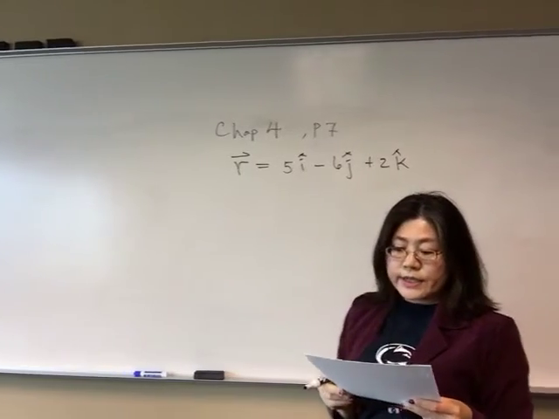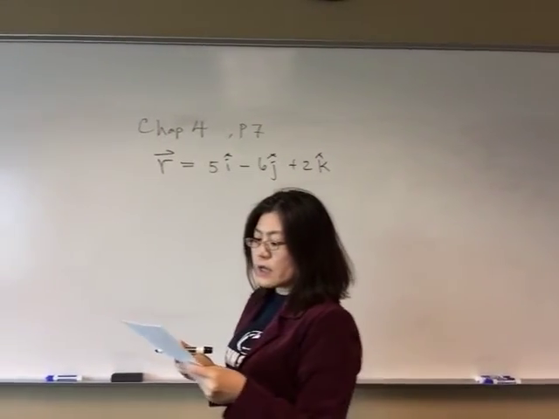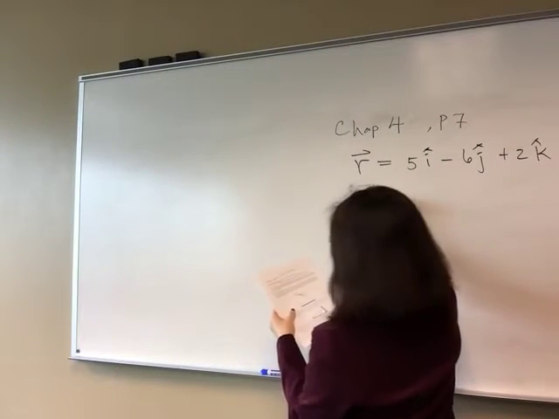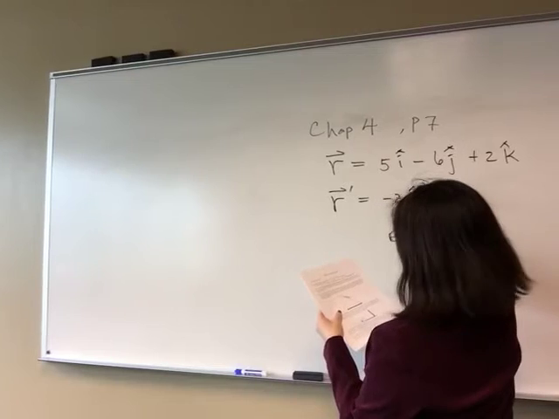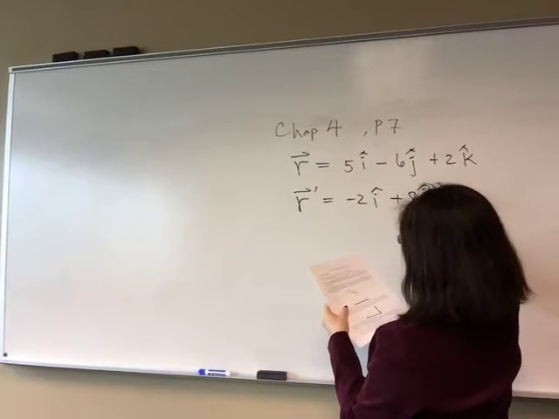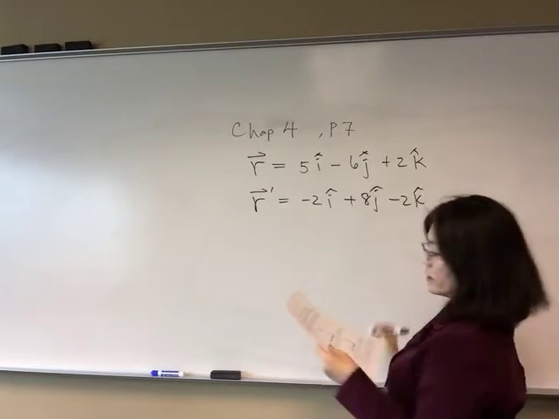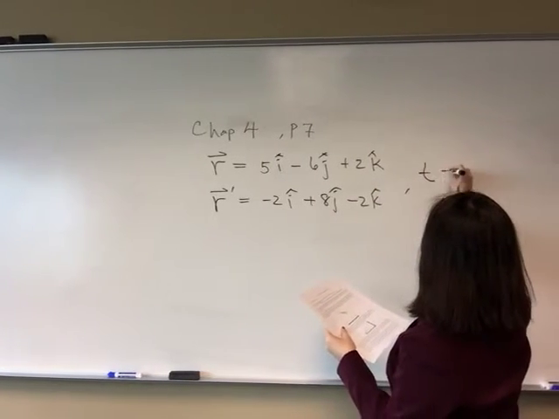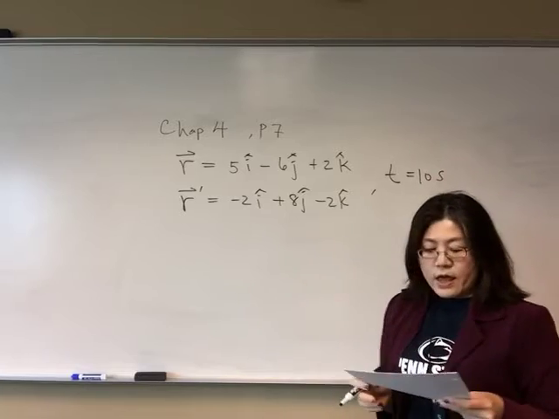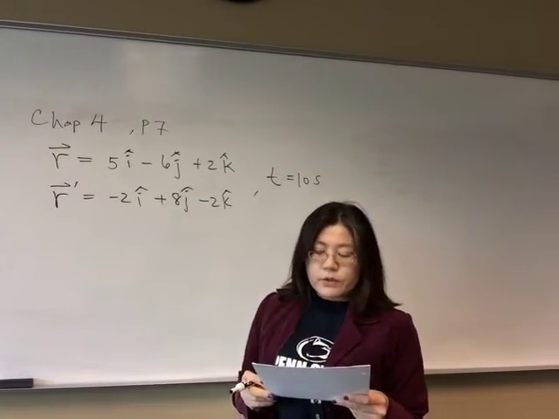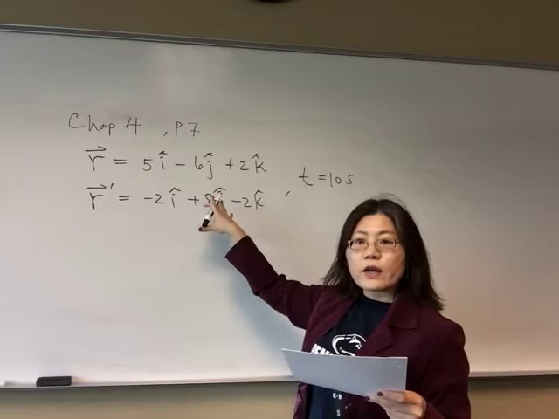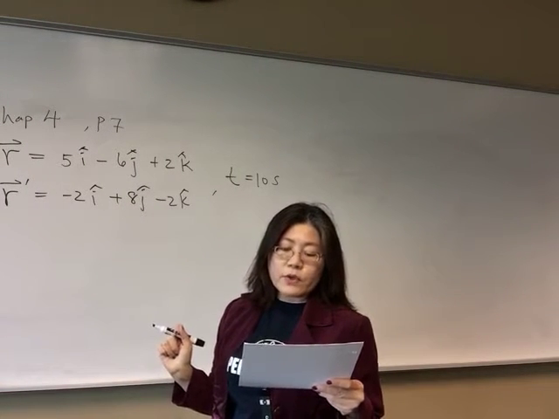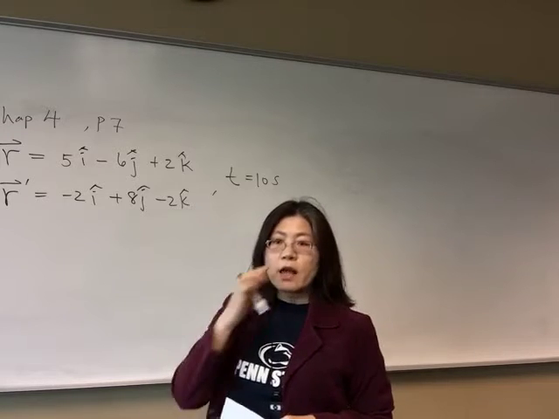And then 10 seconds later, it is changed to this. So I'm going to say that R prime is negative 2 i hat plus 8 j hat minus 2 k hat in 10 seconds. So I'm just going to leave the 10. So t here is 10 seconds, and R is in meters. So these are the position vectors, and time is given. In unit vector notation, what is the average velocity during the 10 seconds?